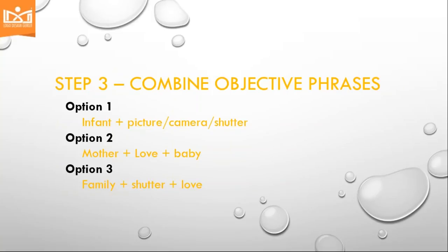Then option two, the second option that I would like to draw, is mother, love, and baby. And the third one is family, shutter, and love. That's what I would like to try. So I now have three different options that I need to work with. All I'm trying to do here is organize myself. I'm trying to stick to the code. I'm trying to stick to the line.